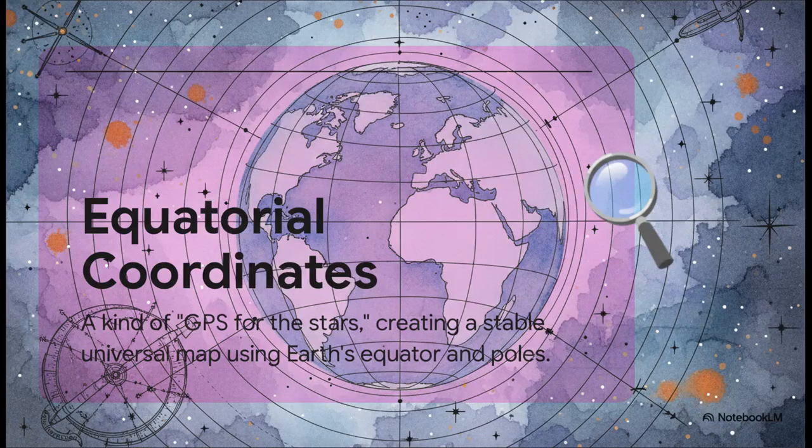Okay, so the modern solution we came up with is something called the equatorial coordinate system. And the best way to think about it is like a GPS for the stars. Seriously. It works by taking Earth's own grid, the equator and the poles, and just projecting it out into space. And just like that, you've got a stable, fixed map that works for everybody, no matter where they are. It's an absolutely genius tool.